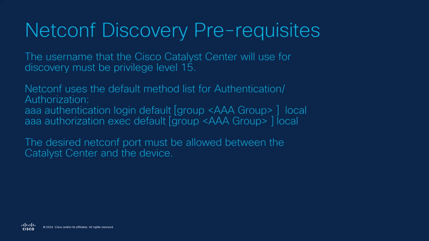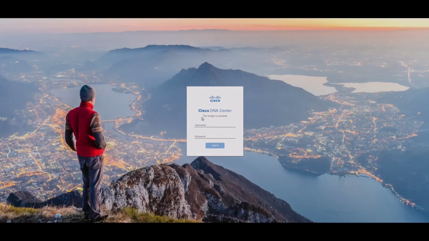The desired netconf port number must be allowed between the Cisco Catalyst Center and the device. Once we have confirmed these prerequisites, we can proceed with doing a netconf discovery of this device into the Cisco Catalyst Center. We want to log into the Cisco Catalyst Center.